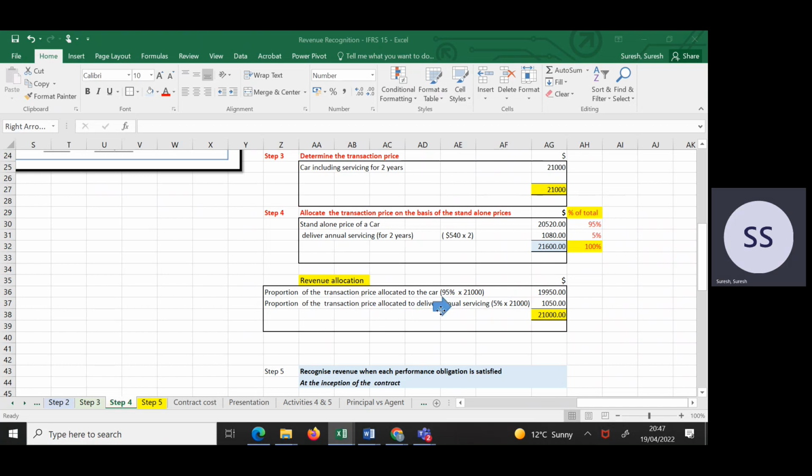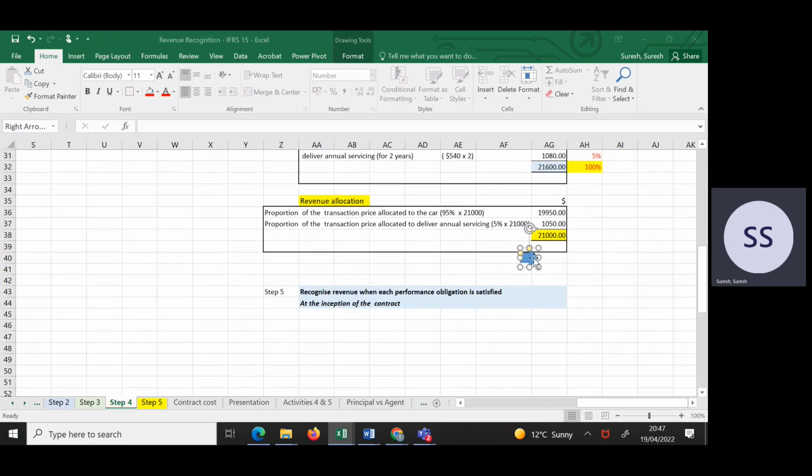Then for the servicing, I know out of the 21,000 which I have in total, 5% would go to the servicing. So this is how the revenue allocations would take place. And if we haven't done step 5 yet, I will cover this in the next video.